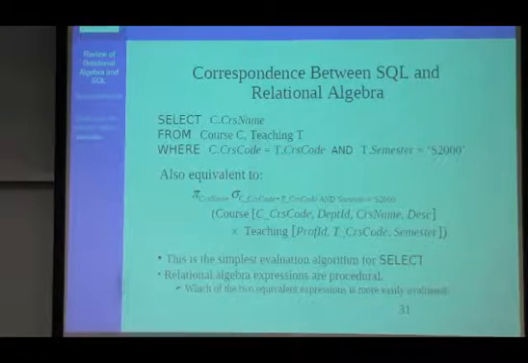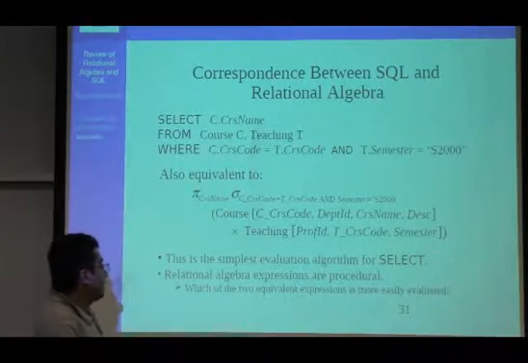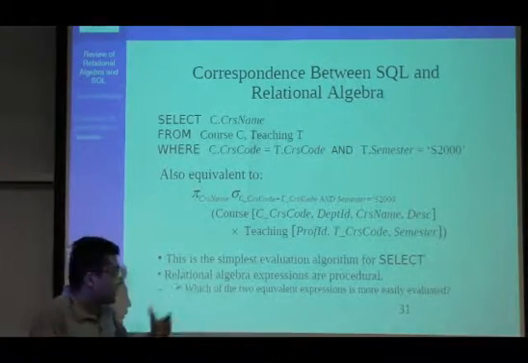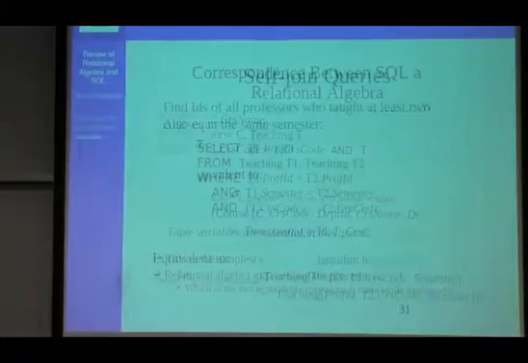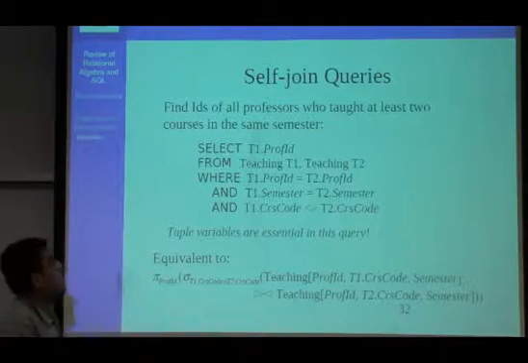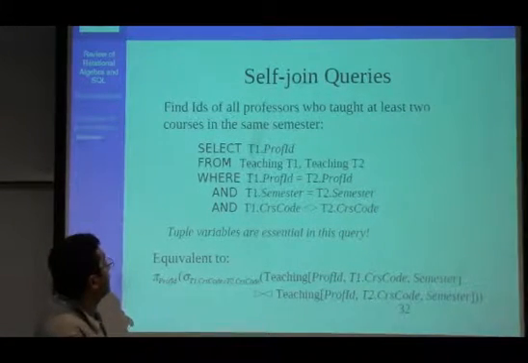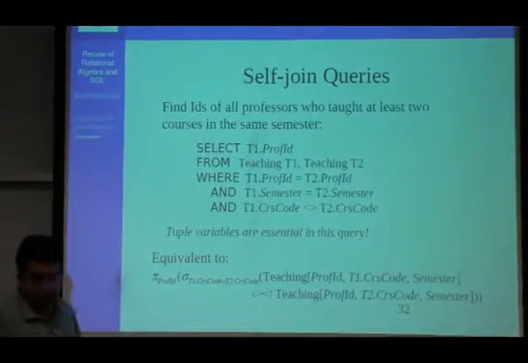Okay, so this is the simplest evaluation algorithm for select. Basically, as I said, relational algebra is a procedural language, showing how these queries are evaluated. So this is also a self-join query, as we mentioned.